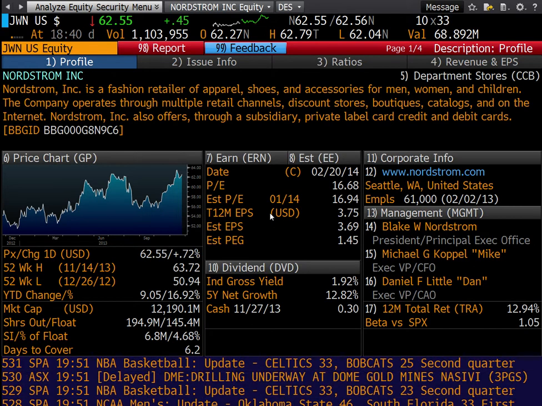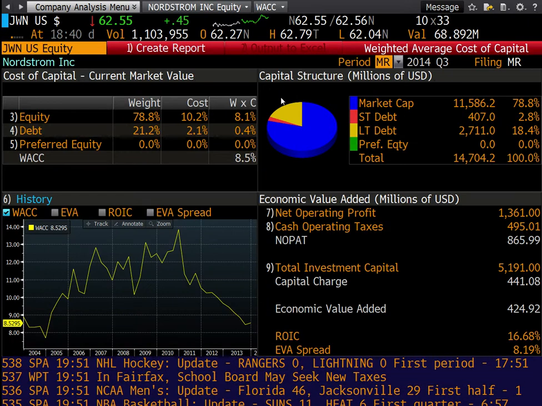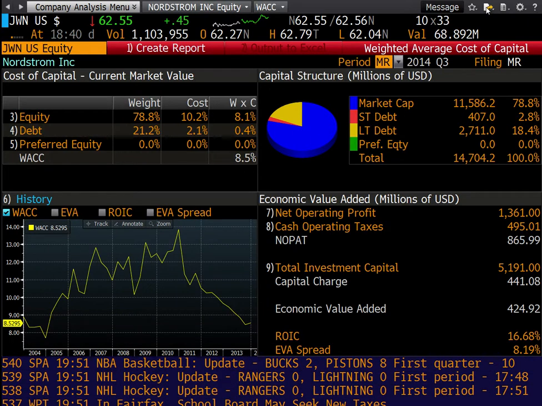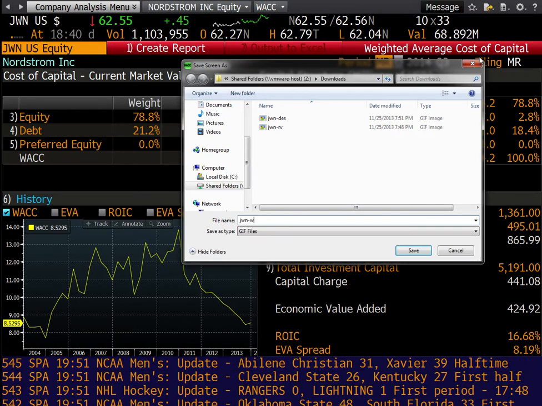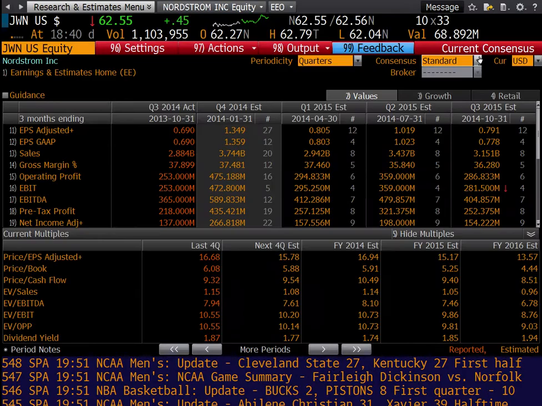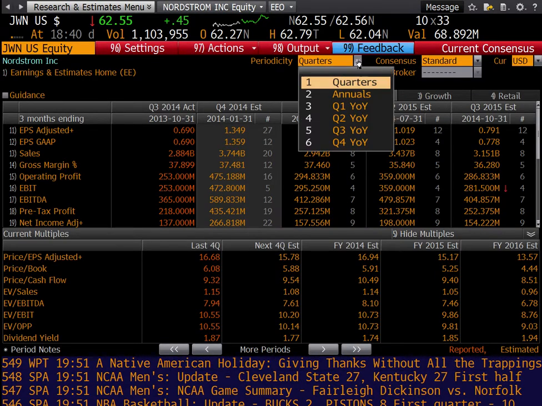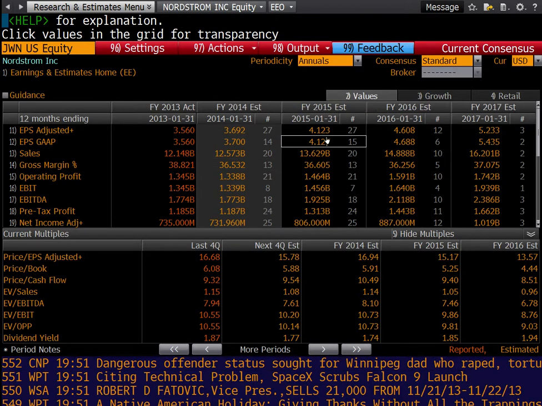Next, I will do the WACC. Here's the weighted average cost of capital we use to discount the cash flows. So here is my JWN WACC. And finally, EEO, which is my earnings estimate overview. Very important, I switched to the annual data. Here's the annual data. By the way, here's the same multiples we just spit out on the spreadsheet, calculated here at the bottom of the EEO screen, except these are only for that one company.